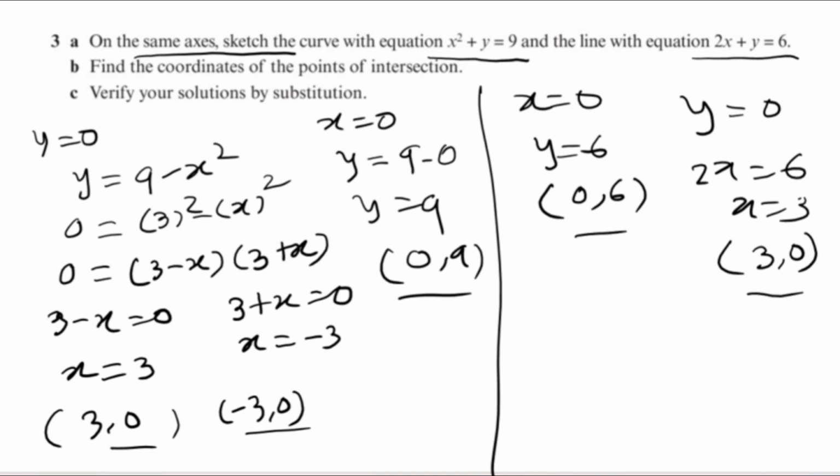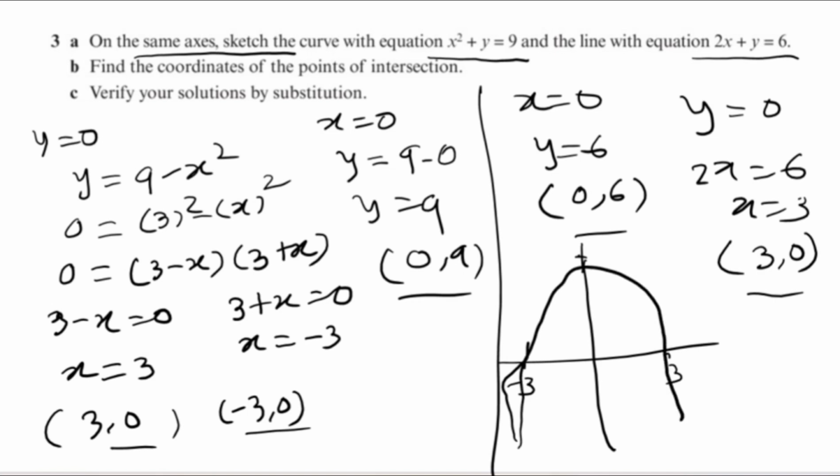Now I know the quadratic equation looks like a parabola, and that tells me 3 and minus 3. So suppose this is my minus 3, this is my 3, and my y-intercept is 0, 9 here. So the shape of my graph is something like this, and the line intersecting at 0, 6, so x 0, y 6 somewhere here, and 3, 0, same. So the line will pass like this. So the graph will look like this. Now part B, I will show you the exact graph.